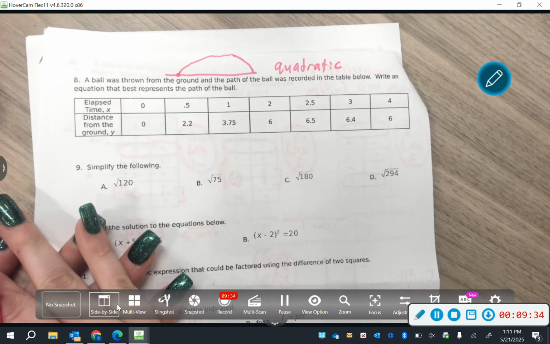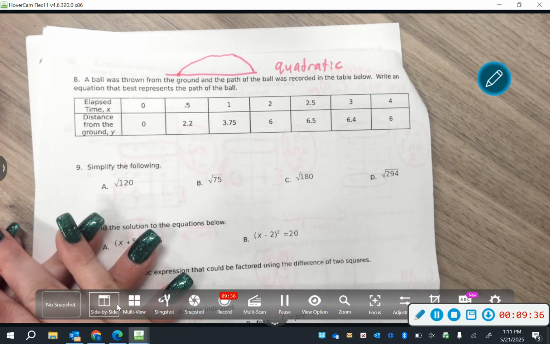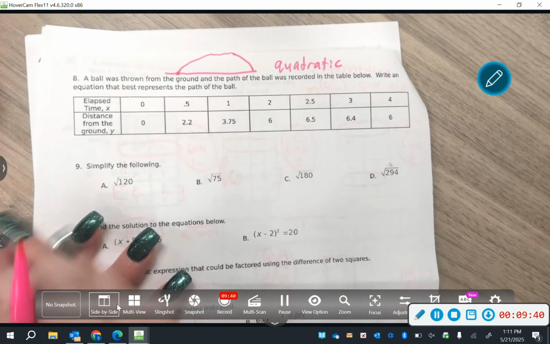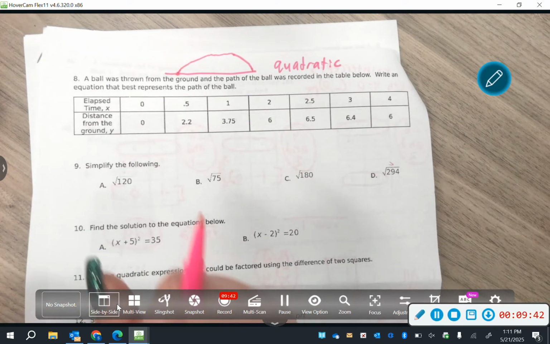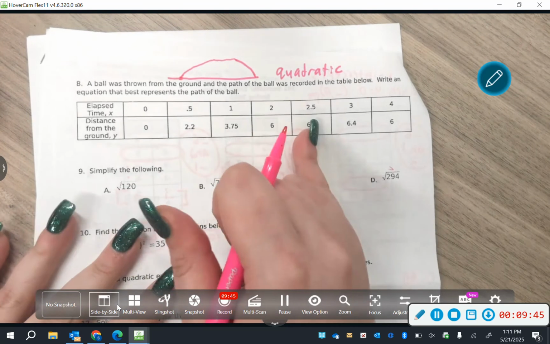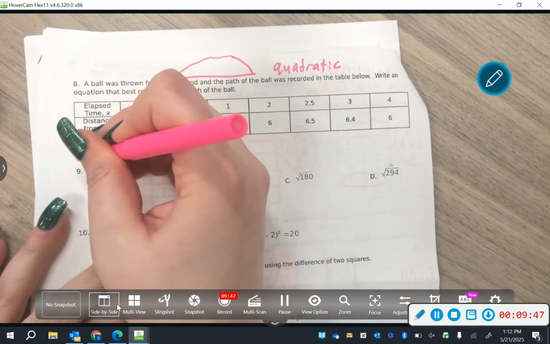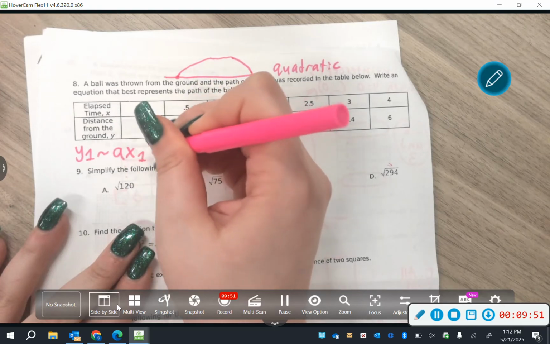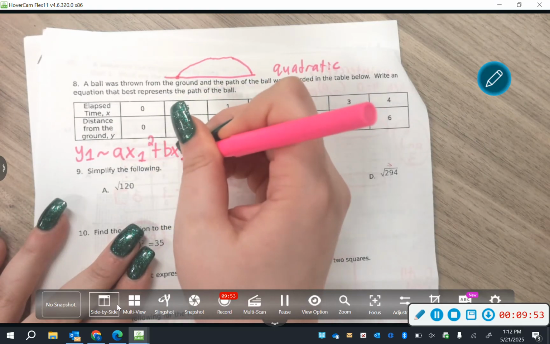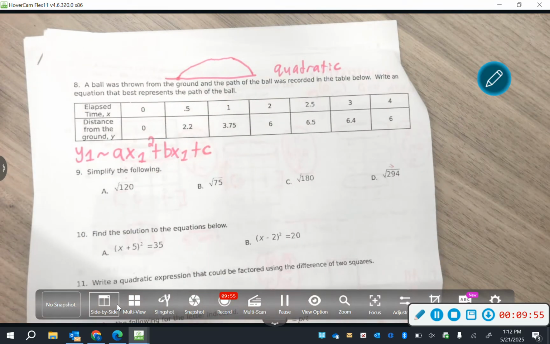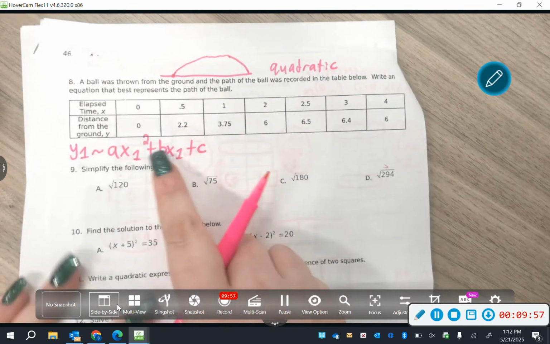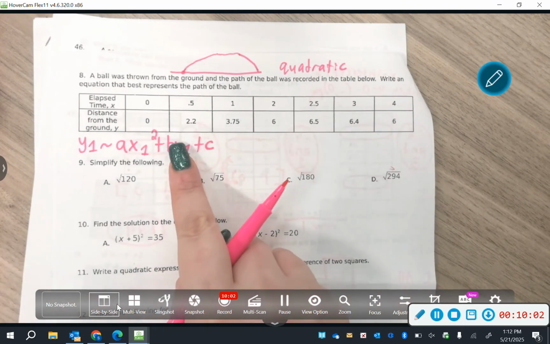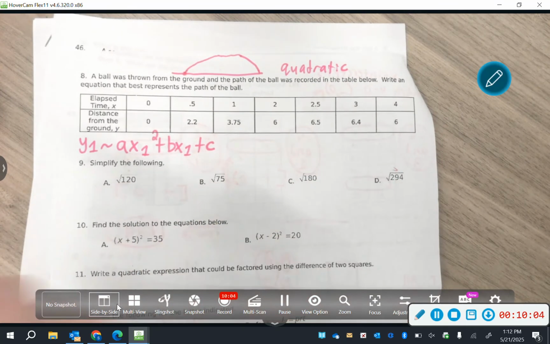They want us to write an equation that best represents the path of the ball. If I give you a table and I'm asking you for an equation, we're going to use one of our regressions, our squiggly lines. For this one, because it's quadratic, we're going to use the one that's y1 squiggly line ax1 squared plus bx1 plus c. So you would plug this whole table into your calculator and then plug in your cheat code and get an answer.